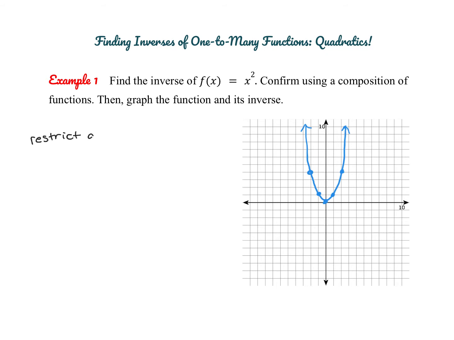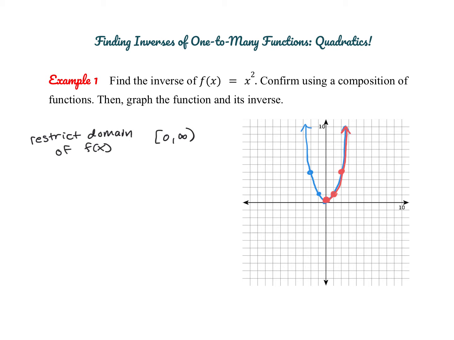We're going to restrict the domain of f of x, which is the original function, to everything 0 to infinity. So everything from our vertex moving to the right. So in red, this is the portion of our graph that we will use.